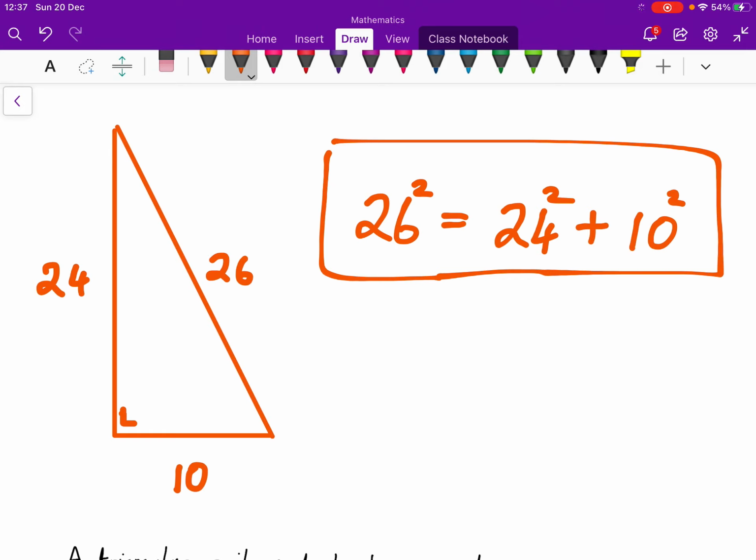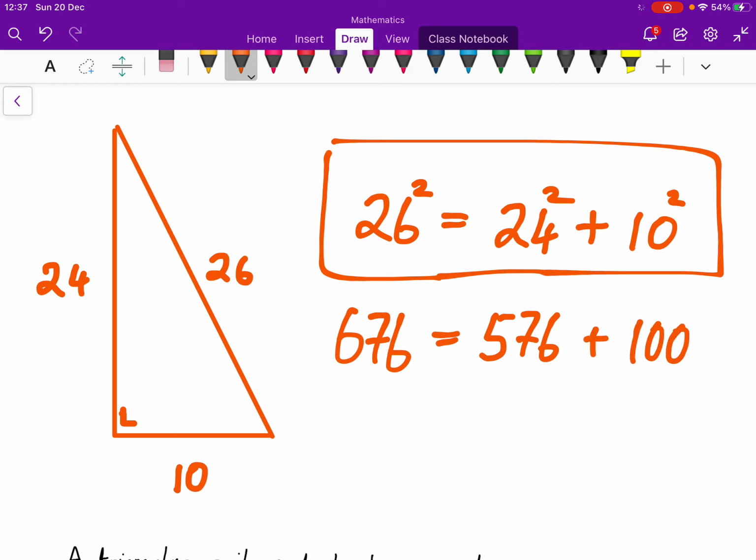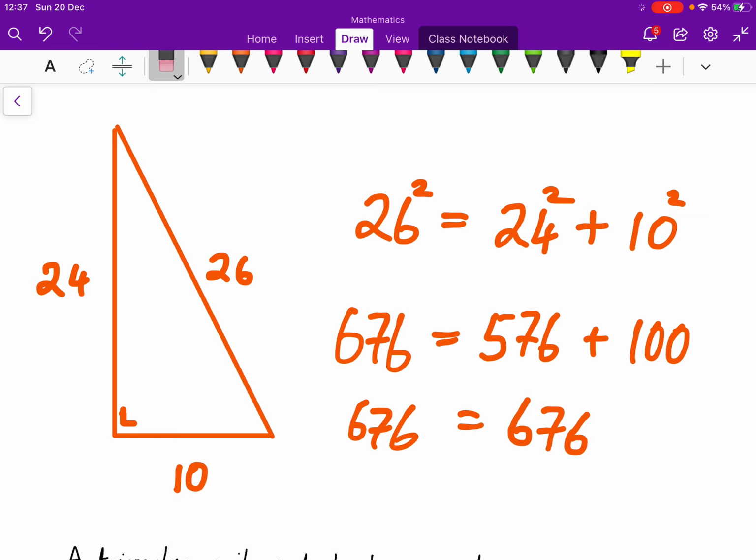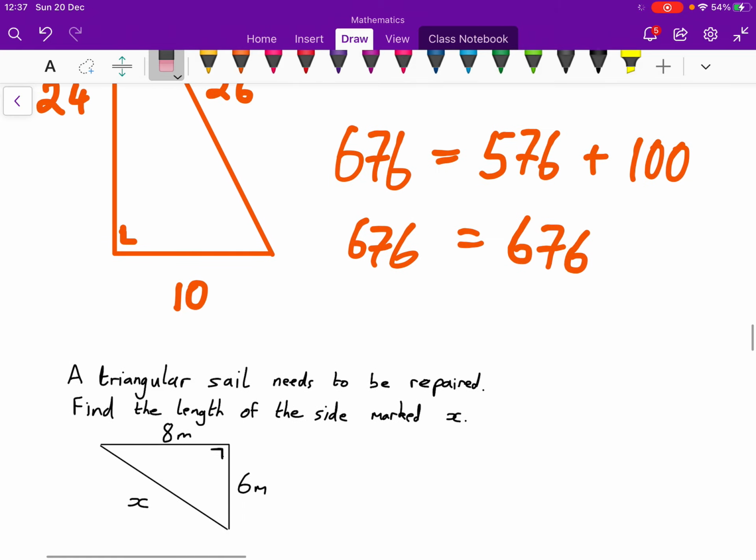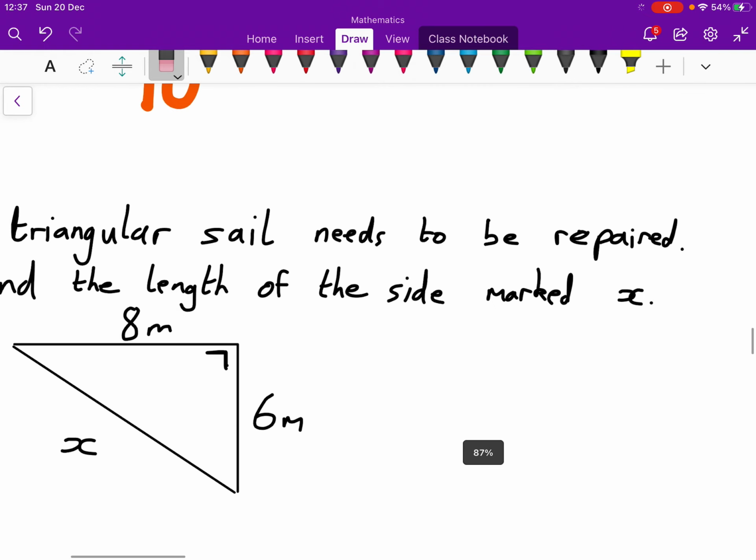So what is 26 squared? Let's see, does this thing work? 26 squared is 676. 24 squared is, no harm in getting your own calculator, 576. 10 squared is 100. Yeah, that adds up, that's true. 576 plus 100 is equal to 676. So yes, Pythagoras' theorem definitely works with this right angle triangle, that the longer one squared is equal to the two shorter ones squared and added together. That's all it's saying. Let's use this to answer a question.